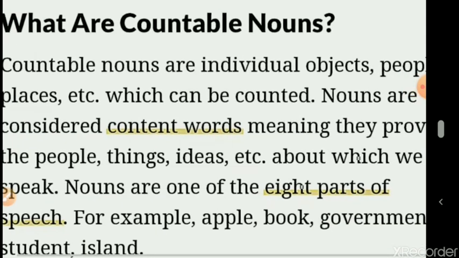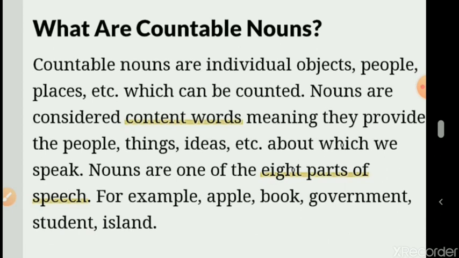Now, students, let's learn something more about countable nouns. What are countable nouns? Countable nouns are individual objects, people, places which can be counted. बेटा वो सारी चीजें, चाहे वो people हो, चाहे वो जगह हो, चाहे वो objects हो, जिनको हम count कर सकते हैं, are countable nouns. And nouns are considered content words, meaning they provide the people, things, ideas about which we speak. आप nouns भी तो countable होते हैं, कुछ uncountable. Now, nouns are one of the 8 parts of speech. आपने देखा total कितने parts of speech हमने पढ़े थे unit 8 में? There are 8 parts of speech, है ना? And noun is one part of the speech, and noun are of different types. And today we are mainly dealing about countable and uncountable nouns.